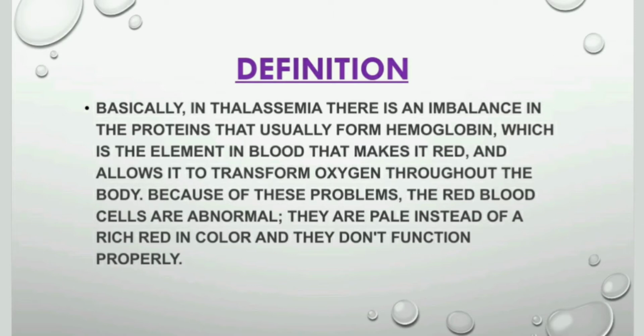To understand thalassemia, first of all, we must know about hemoglobin. Hemoglobin is the pigment which gives red color to the blood and helps the blood to transport oxygen throughout the body. Because of this imbalance, the red blood cells are abnormal. They are pale yellowish instead of rich red color, and they also don't function properly.